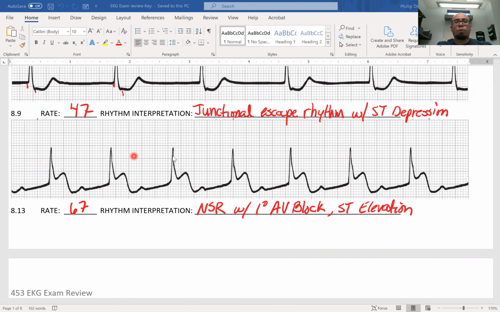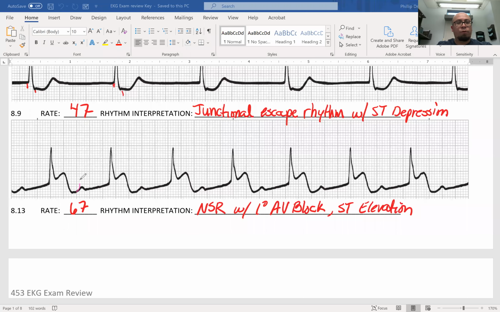8.13, another normal rhythm. However, you see that after our QRS, we have an elevated T wave, and then we have a P wave. And then a really long pause, QRS-T, P, long pause, QRS-T, P, long pause, QRS-T, all the way across. That is our first degree AV block.